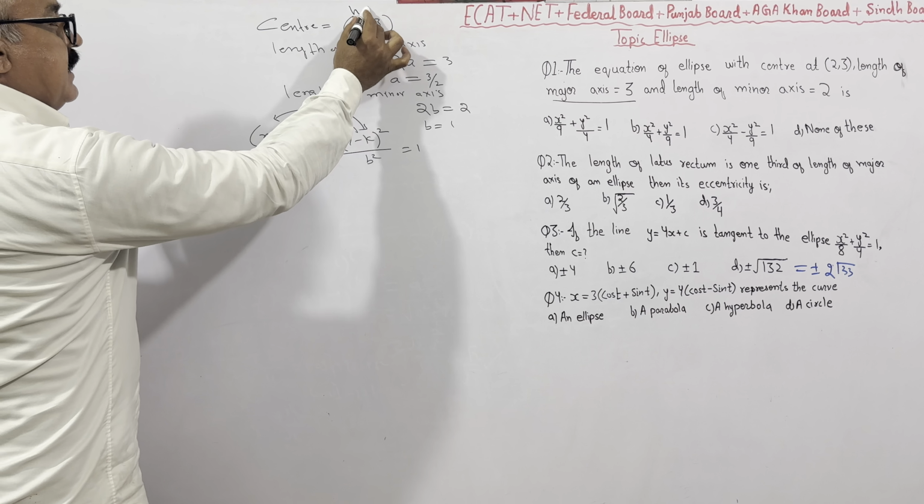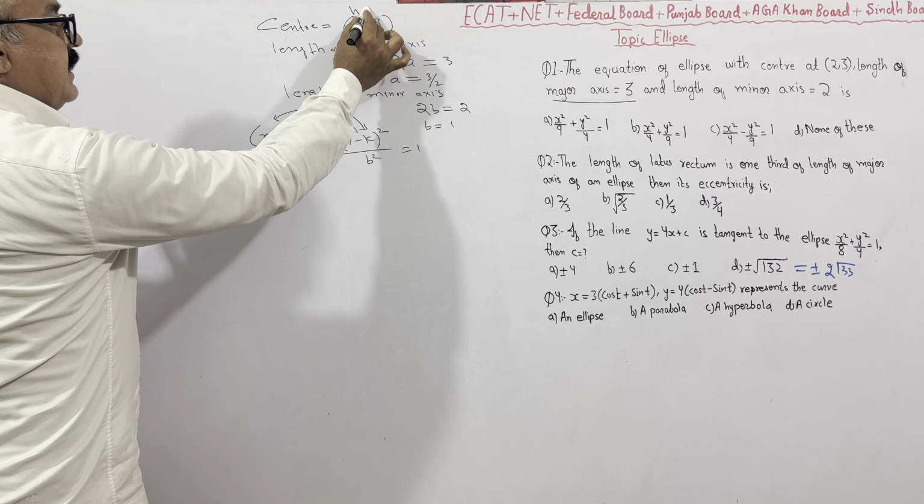(x minus 2) whole square over (3 over 2) square plus (y minus 3) whole square over 1 square. Leave here or simplify. (x minus 2) whole square over square of 3 is 9, square of 2 is 4, plus (y minus 3) whole square over 1, it's equal to 1. 4 will be shifted to the numerator: 4 times (x minus 2) whole square over 9, plus (y minus 3) whole square is equal to 1. Leave here or take LCM, whatever the case is.